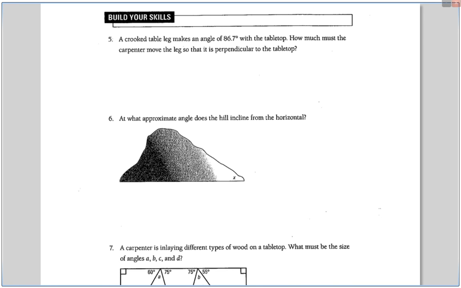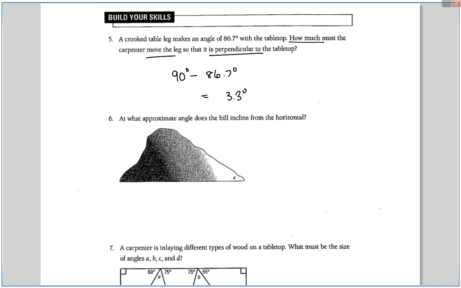Alright, number 5, it says a crooked table leg makes an angle of 86.7 with the tabletop. How much must the carpenter move the leg so that it becomes perpendicular? Well, we know perpendicular is 90, and it's at 86.7, so it's very close. All you have to do is subtract. So 3.3 degrees more, and it will be at a right angle.